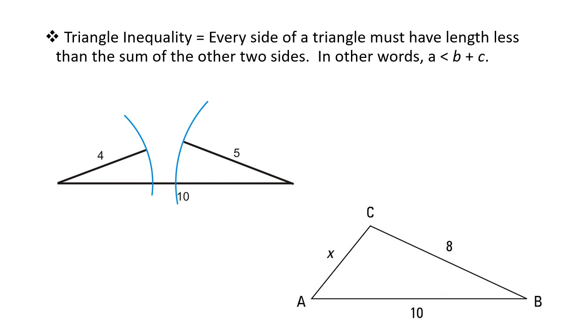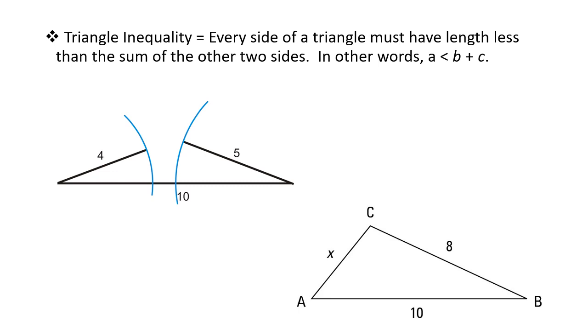Very quickly, we need to talk about this idea of the triangle inequality. And the triangle inequality says that every side of a triangle must have length that is less than the sum of the other two sides. So in other words, for every side A, the length of that side A has to be less than the length of B plus the length of C. Now, I've got two examples here that I wanted to look at.